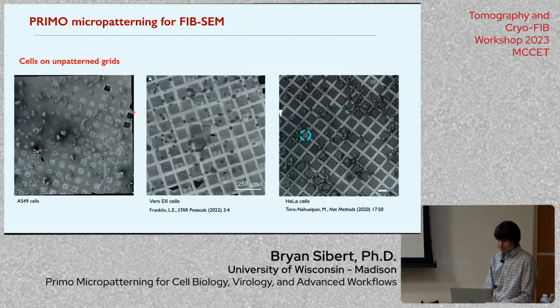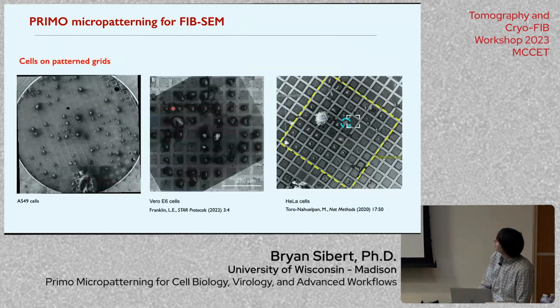Before, I showed you these images of unpatterned cells in SEM. Now I'll show you the corresponding panels for patterned cells in SEM. I hope you can see that all 3 of these grids have cells very nicely positioned in the center of these grid squares. So you have all kinds of choices for where to set up your lamella.